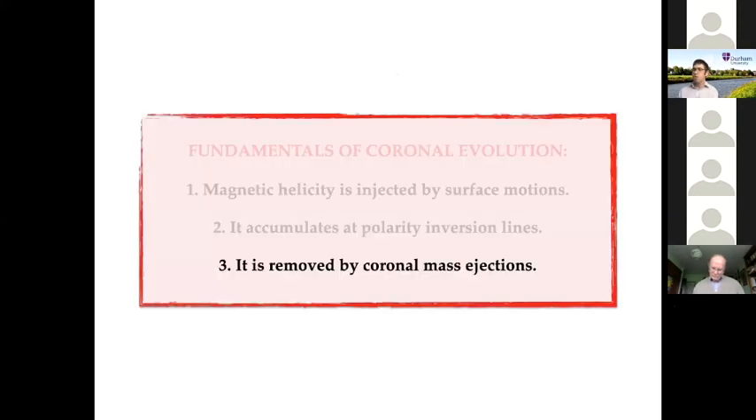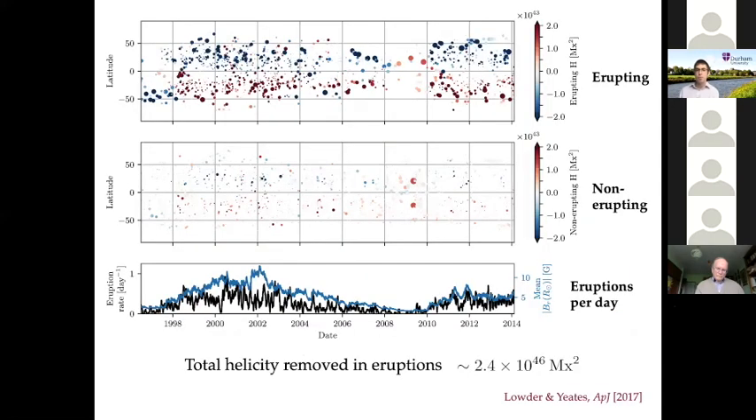So that brings me to the last point. Hopefully I haven't run over too far here. This is the removal of helicity by CMEs, an entire field of research that I have about 1 minute to talk about. So I'm just going to mention one study that was done by my former postdoc, Chris Lowder. And this was using, again, the magnetofrictional model.